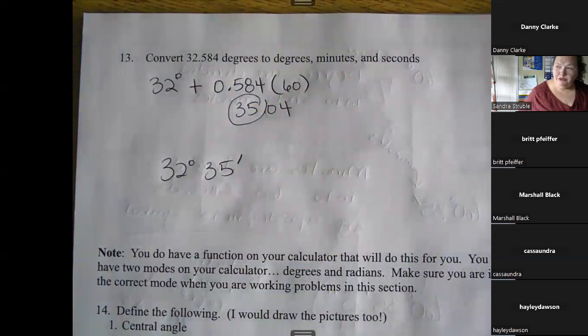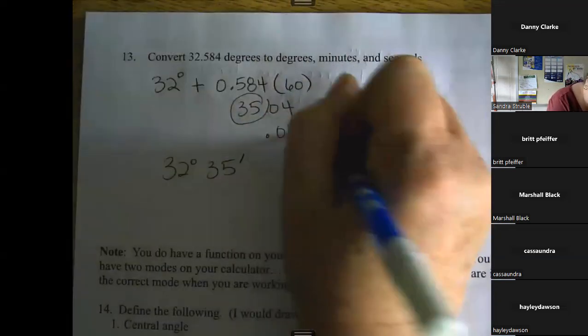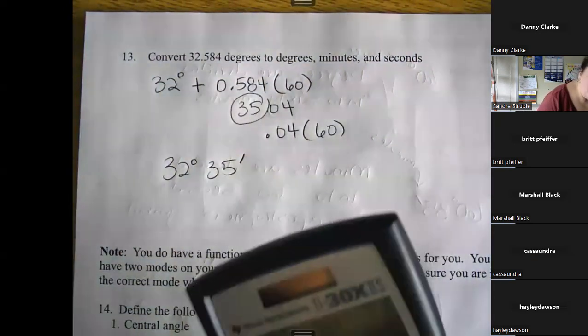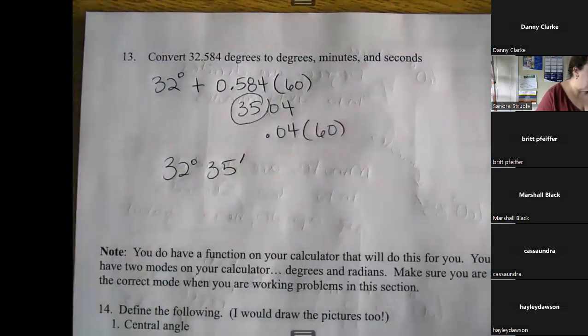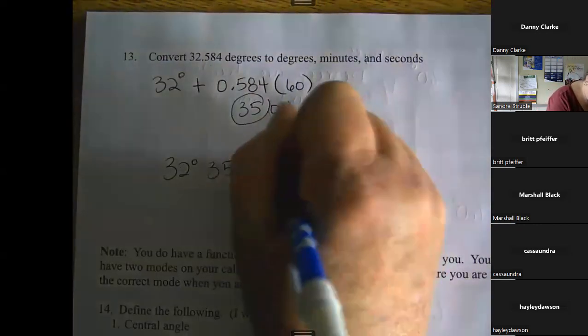You take the whole numbers. So we've got the 32, we've got the 35. Now we're going to take the 0.04 and multiply it by 60. And I got 2.4. You do round at this point. So because it's not 0.5, I'm just going to take the 2 seconds.